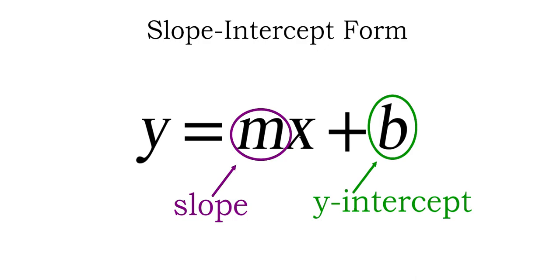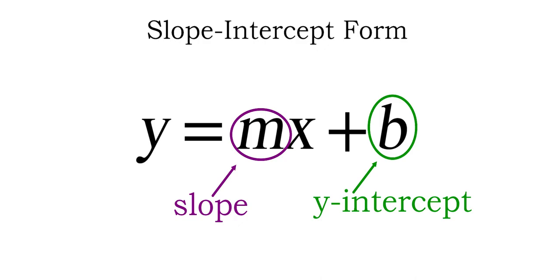When we're reading this, you won't see the letter m and the letter b. Those will be replaced with numbers, but whichever number is next to the x, that's your slope, and whichever number does not have an x next to it, that's your y-intercept.